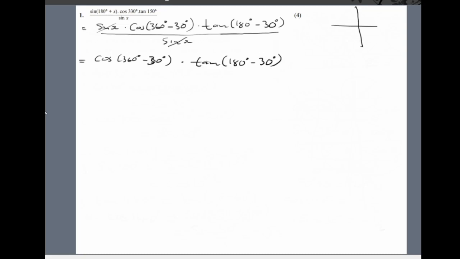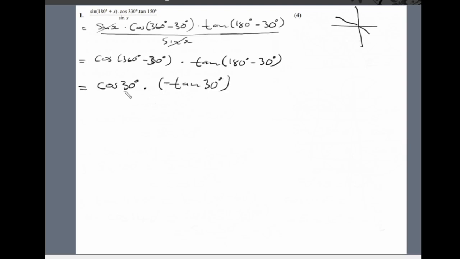Okay, so cos 360 minus 30, 360 minus 30 is the fourth quadrant. Fourth quadrant cos is positive, so cos 360 minus 30 is the same as saying cos 30. Okay, and then tan 180 minus 30, 180 minus 30 is the second quadrant. Second quadrant tan is negative, so this is minus tan 30.